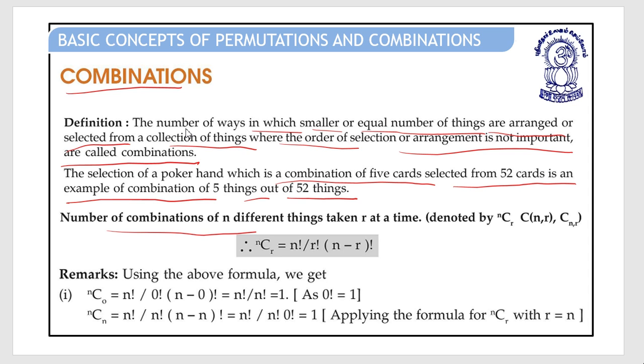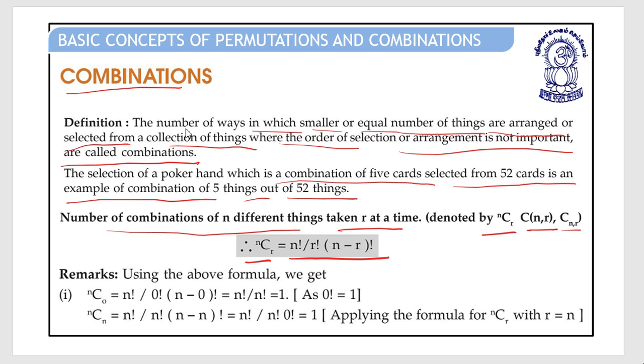Number of combinations of n different things taken r at a time is denoted by nCr. nCr is equal to n factorial upon r factorial into n minus r factorial. This is the formula of combinations.